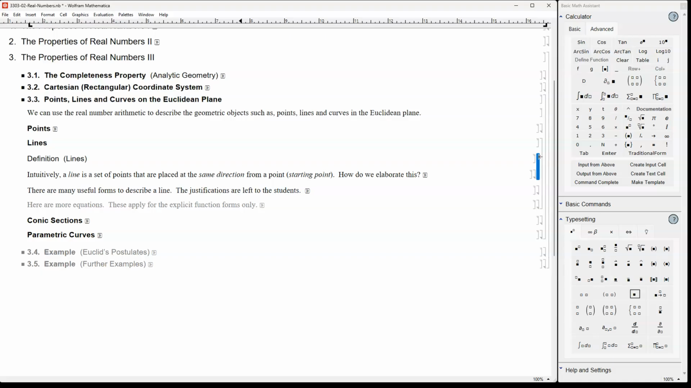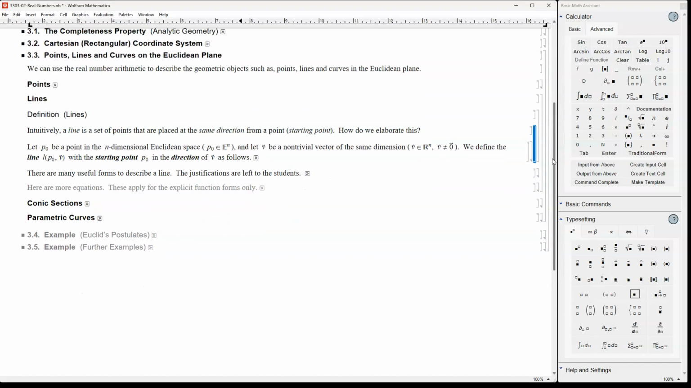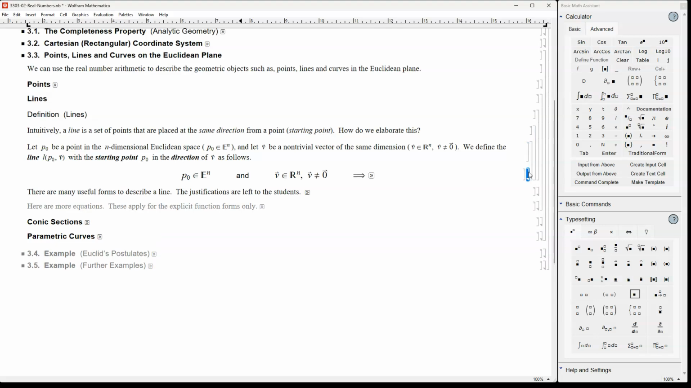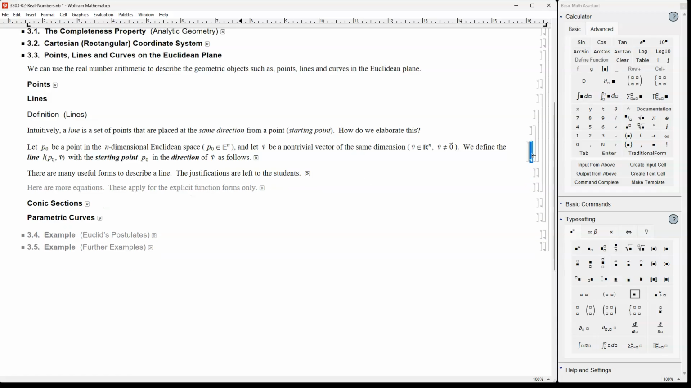How about lines? Okay, these are lines. We can define a line as a set of points that are placed in the same direction. What do you mean by direction? It's coming from vectors. So basically we can define it like this, P0 plus tV, and that applies in arbitrary dimension.